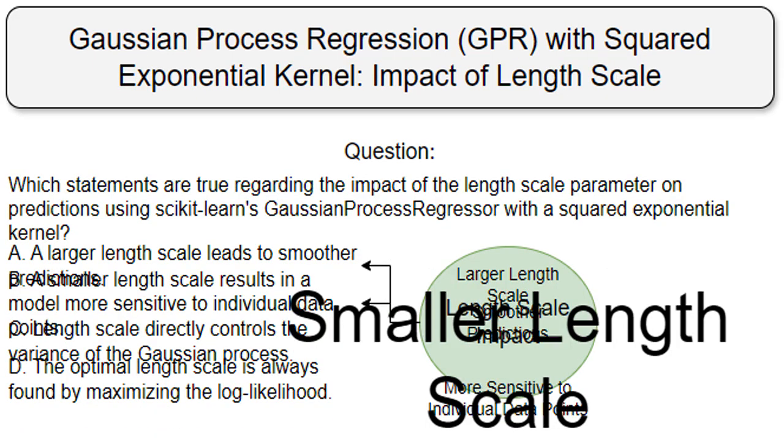With a smaller length scale, the predictions become much more sensitive to individual data points. Imagine drawing a line very close to each point, creating many small wiggles. The model will closely fit the training data, potentially leading to overfitting. A smaller length scale emphasizes the correlation between only nearby points.